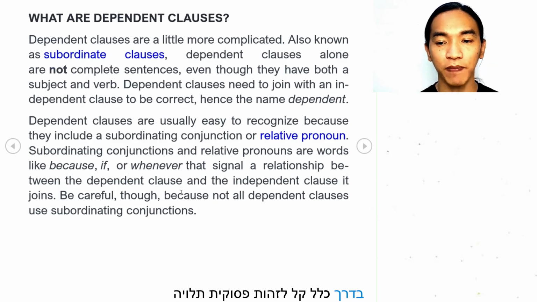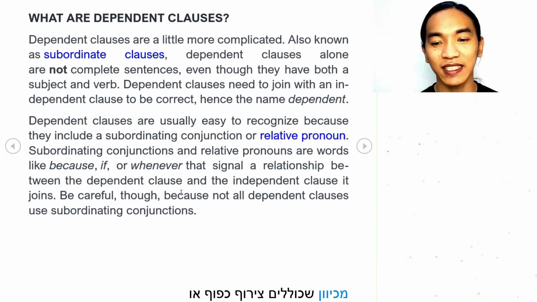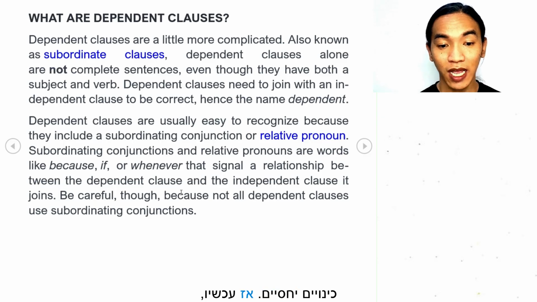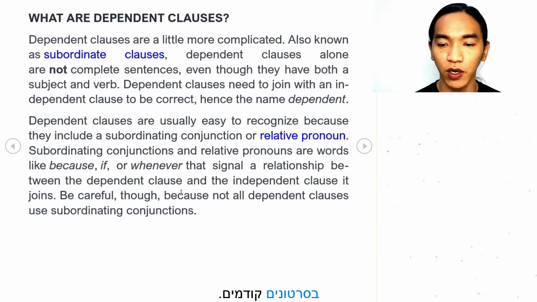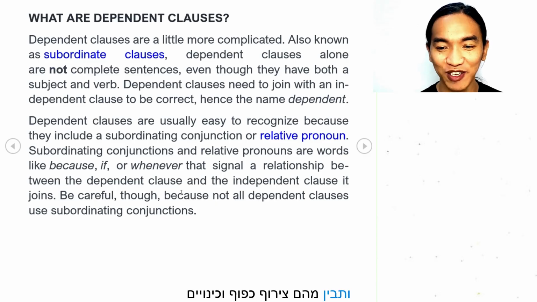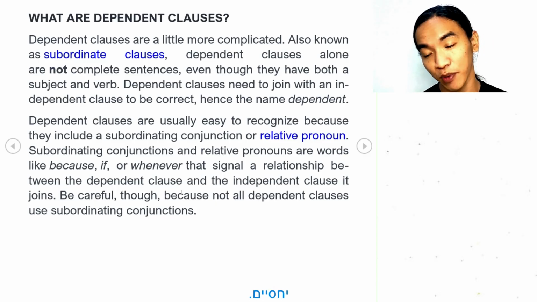Dependent clauses are usually easy to recognize because they include a subordinating conjunction or relative pronouns. These are words we already talked about in previous videos. I would like you to revisit those videos and understand what subordinating conjunctions and relative pronouns are.